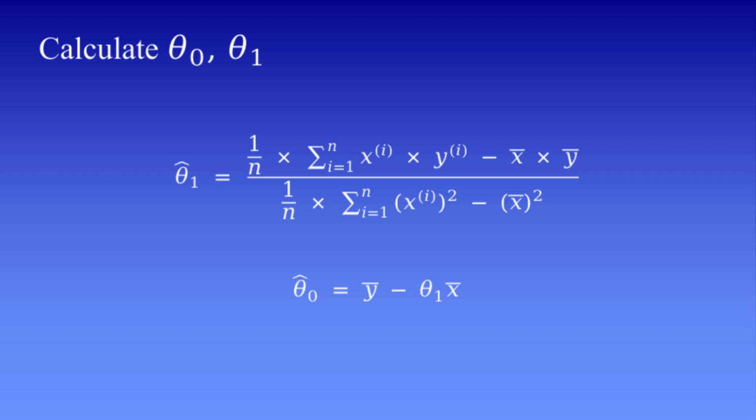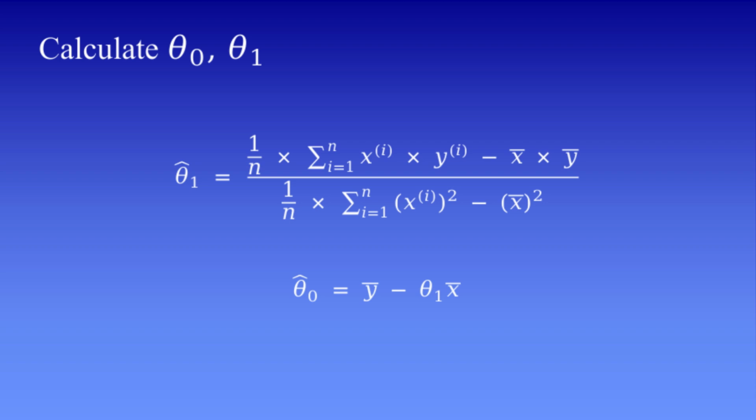If x and y increase together, θ1 will be positive, indicating a positive relationship. If one increases while the other decreases, θ1 will be negative, indicating a negative relationship. Once we calculate θ1, we move on to θ0, the intercept. θ0 is calculated using the mean of y and the mean of x, along with the value of θ1.